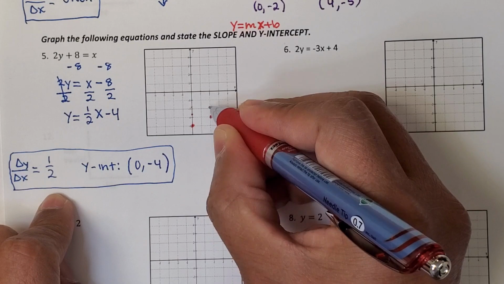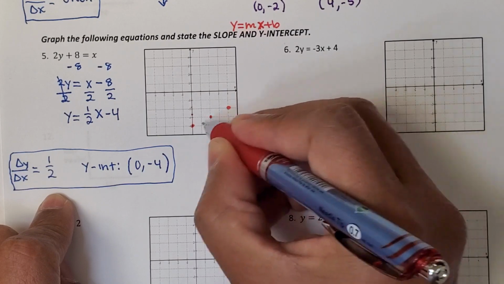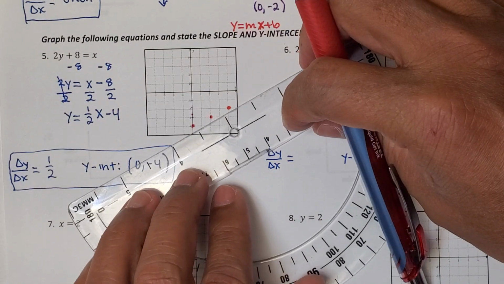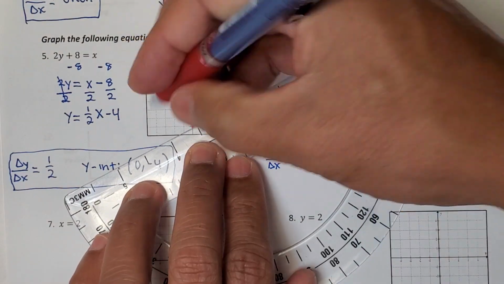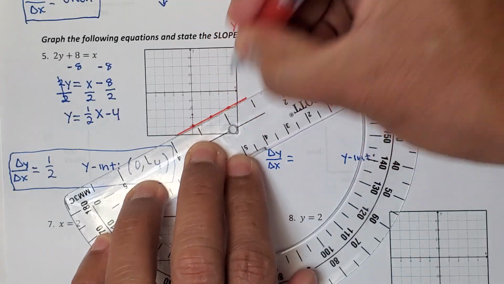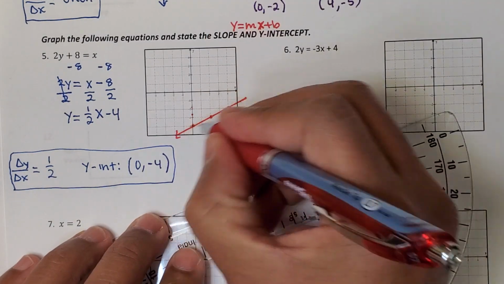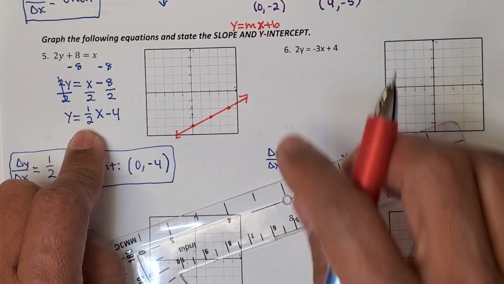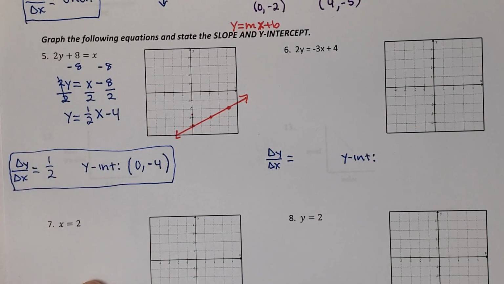And again, up 1 over 1 and 2. So once you have 3 points, go ahead and use a straight edge and then graph the line. So this is the line that represents this equation. Okay, so let's move on to the next example.